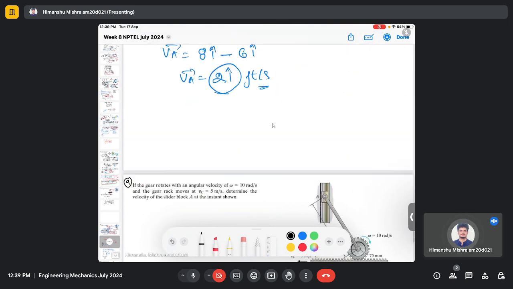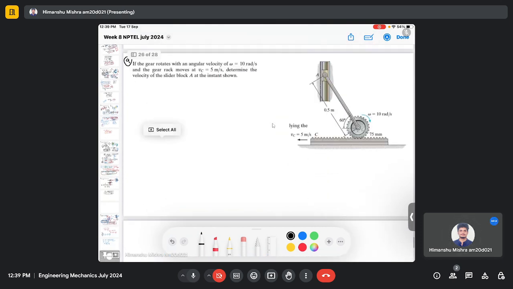So let's move to the next problem here. If the gear rotates with an angular velocity omega 10 rad per second and the gear rack moves at Vc 5 meter per second, determine the velocity of the slide block A at the instant shown.